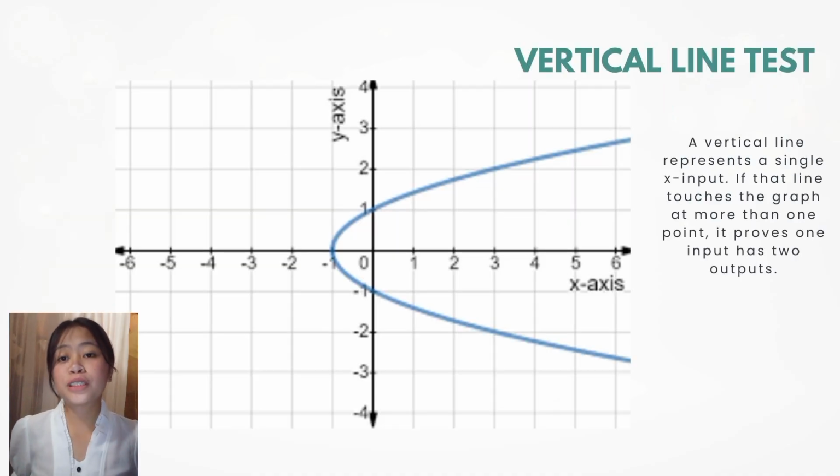The second representation is the graphical check. For graphs, the vertical line test, VLT, is your tool. A vertical line represents a single x input. If that line touches the graph at more than one point, it proves one point has two outputs. And the VLT, or the vertical line test, is merely the visual confirmation of the failure of the one-to-many map. Okay, so I want you to observe this graph.